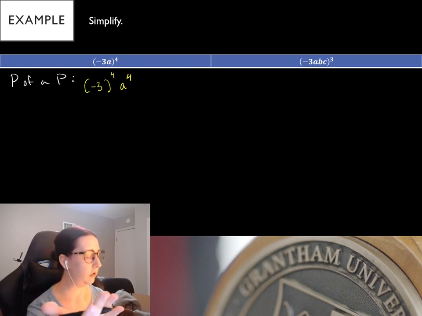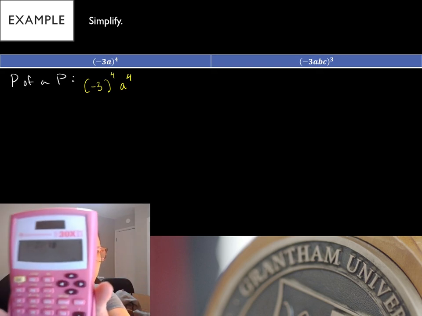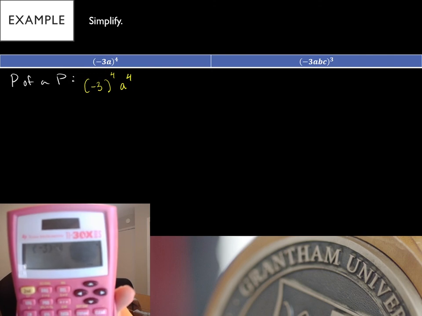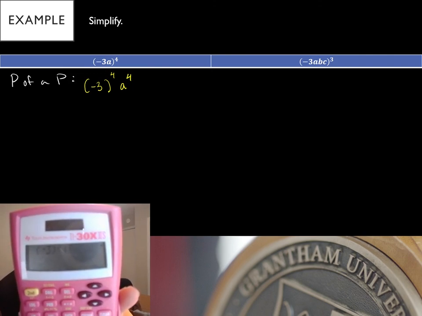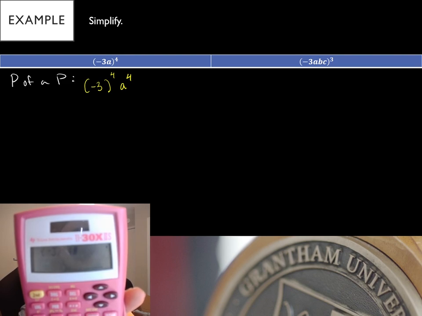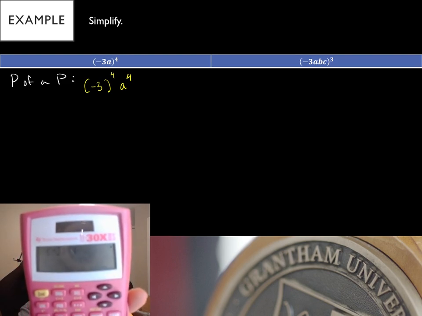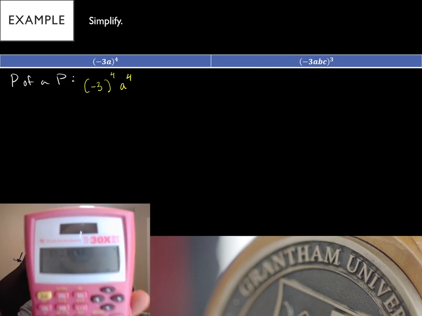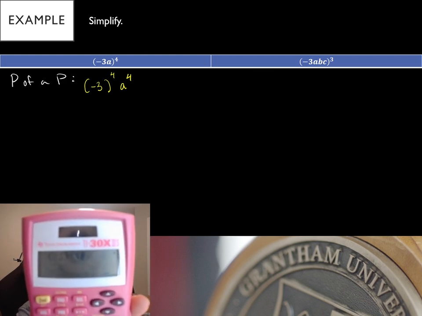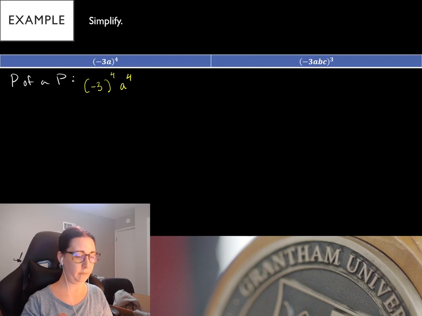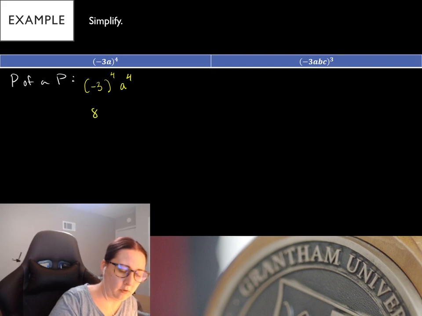You can also make sure that you put it in your calculator. Just make sure when you do that you put your parentheses in there before you do your exponent. So let's see if you can see this. Oh, there we go. I have parentheses around the negative 3 to the 4. So those are really important. Again, that's why we need to write them there. Because if you don't put those parentheses, you're going to get a negative answer. We're supposed to get a positive. So that's why we want to know our rules. So this gives me a positive 81. So our answer here is going to be 81a to the 4th.